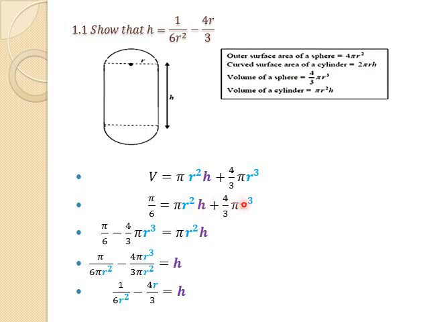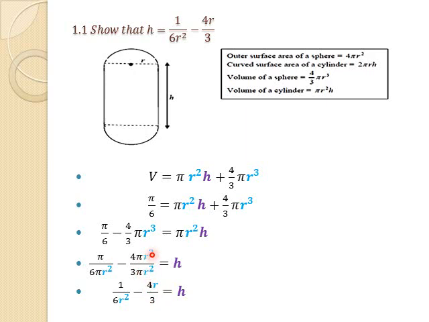Because I have to make h the subject of the formula, take plus 4 over 3 pi r cubed across the equal sign, so that becomes pi over 6 minus 4 over 3 pi r cubed equals pi r squared h. Make h the subject of the formula by dividing by pi r squared. So there I have pi over 6 divided by pi r squared minus 4 pi r cubed divided by 3 pi r squared. Pi divided by pi cancels, leaving 1 behind, and 6r squared at the bottom. 4 over 3 stays, pi and pi cancel.